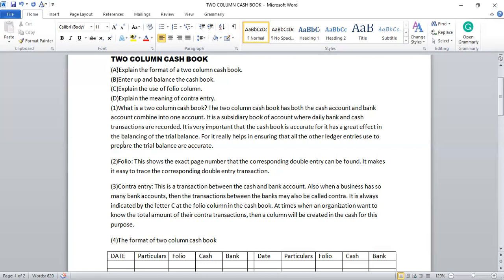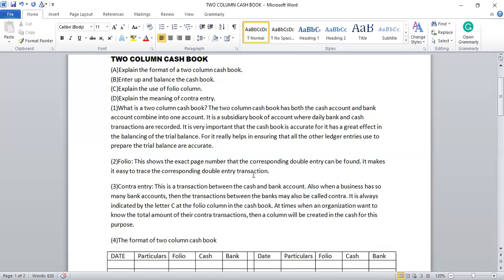Let us continue. 2, folio. This shows the exact page number where the corresponding double entry can be found. It makes it easy to trace the corresponding double entry transaction. So the purpose of the folio column is to show the exact page number where the corresponding double entry can be found. I've made a video on the double entry, so you can click on the show more section to learn.